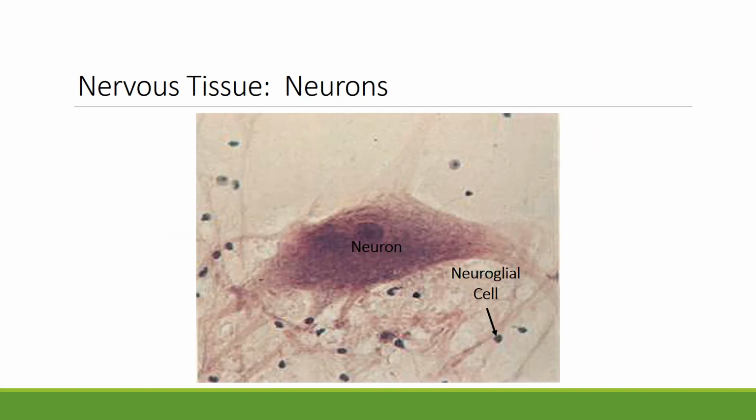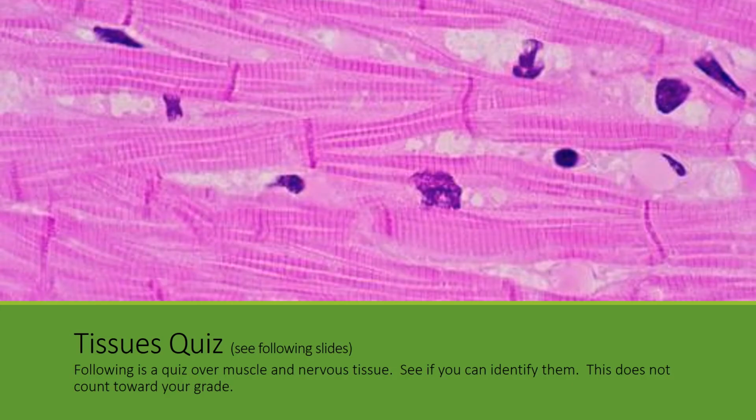In this slide, you can see both the neuron and the neuroglial cells. Neurons are much larger in size than neuroglial cells. Remember that neurons are the electrical system in the body. They carry the electrical impulses. Neuroglial cells are the supportive cells that help take care of the neurons. See how well you know the first two types of tissues, epithelial and connective. The following slides contain a quiz.